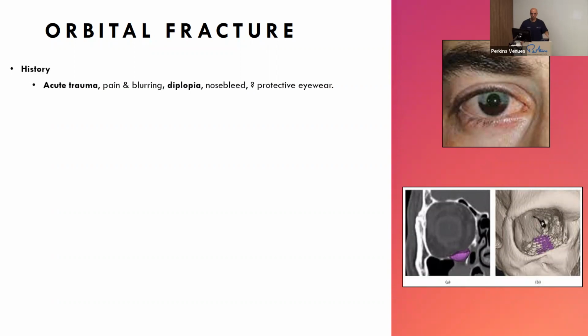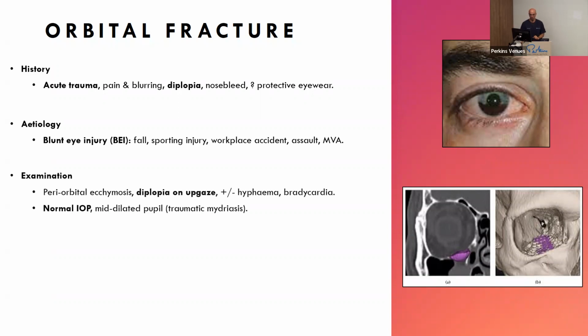History again: acute trauma, yes, all the usual stuff, but they can get a nosebleed, and then diplopia, as I've mentioned, is the other part of the history. Doctor, I got hit in the eye and I've got double vision now, right? And you say, are the two images side by side or are they one on top of each other? And they'll say they're one on top of each other because it's vertical rather than horizontal diplopia. Etiology: blunt eye injury, as I say, from various things.